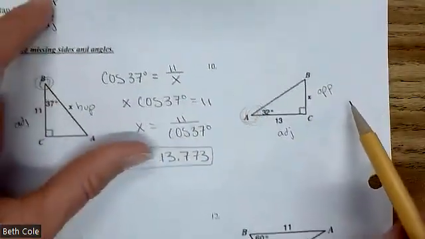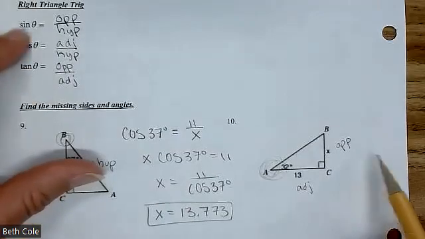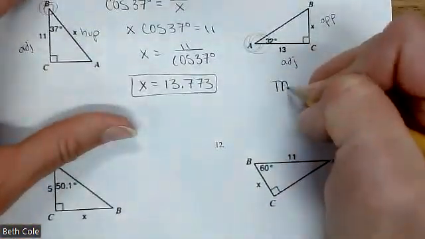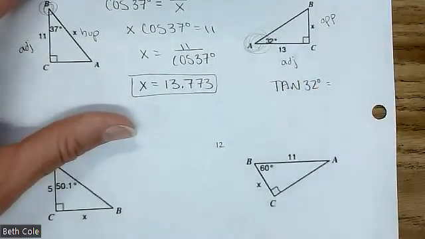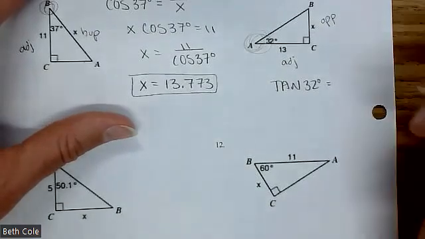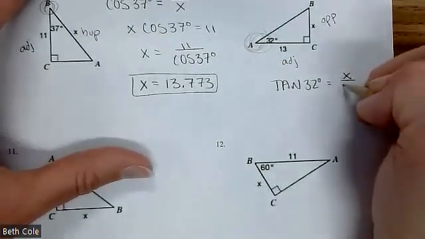So go back up here. Which one of these, sine, cosine, tangent, involves opposite and adjacent? Tangent, good. So it's going to be tangent 32 degrees. Again, it has to be an angle, sine, cosine, or tangent of an angle, equals x over 13.